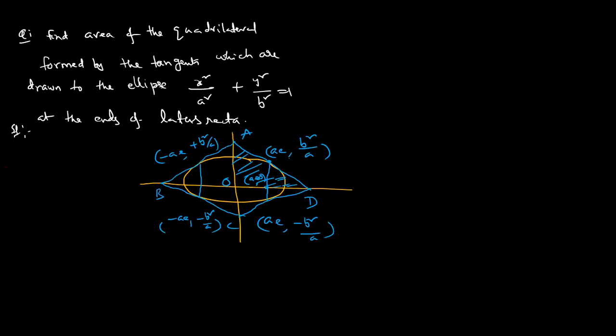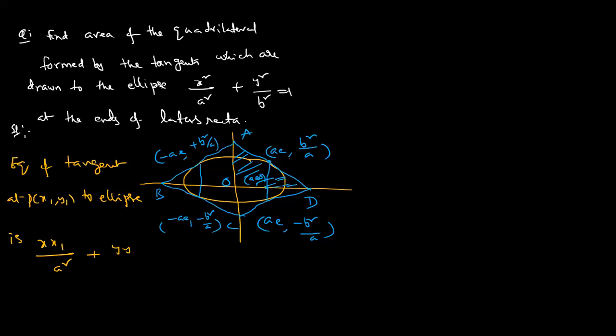So in this case, which form of the tangent is suitable? How many forms are there? There are 3. Slope form, point P (x1, y1) form, and parameter form. So the equation of the tangent at P(x1, y1) to the ellipse is x x1/a² + y y1/b² = 1.